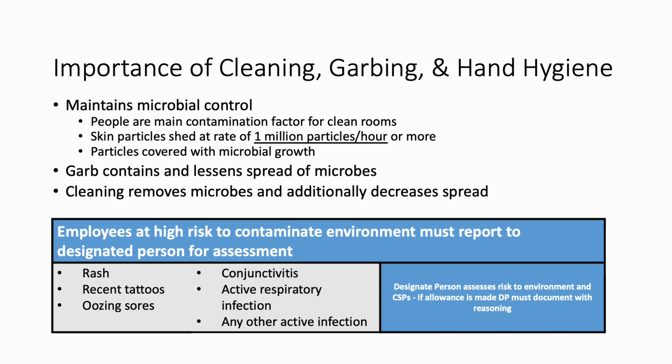There are, however, some employees that are at higher risk for contaminating our environments. These are people with rashes, tattoos, oozing sores, conjunctivitis, active respiratory infections, or any other active infection. If a person coming in to work into your clean room has any of these conditions, they must report it to the designated person. The designated person then assesses the situation to see how much of a risk they are to infecting or contaminating the environment or the CSP. If the designated person decides to allow them to work, they must document this and document the reason for why.